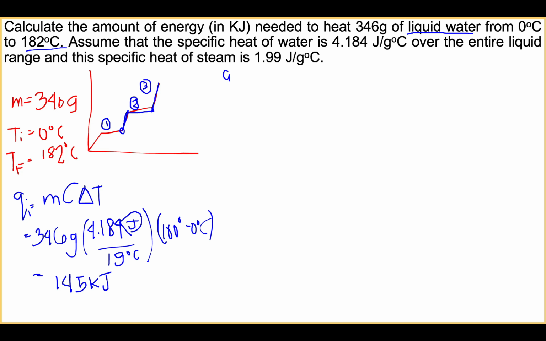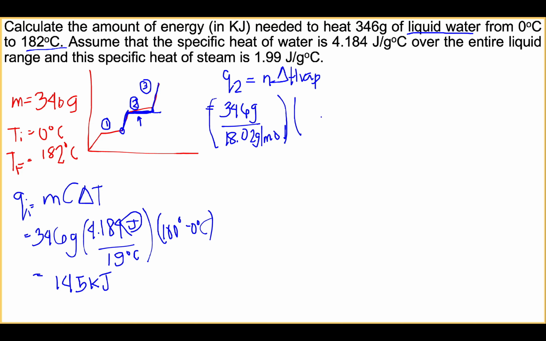Let's have Q2. Q2 is this one. It's a flat segment, so you're going to use n times the heat of vaporization. Okay, why is it vaporization? Because it's the second flat segment and you are actually in the boiling area. Okay, so substitute and convert, times the heat of vaporization, which is equal to 40.79 kilojoules per mole. Cancel the units, so it'll give us 783 kilojoules.